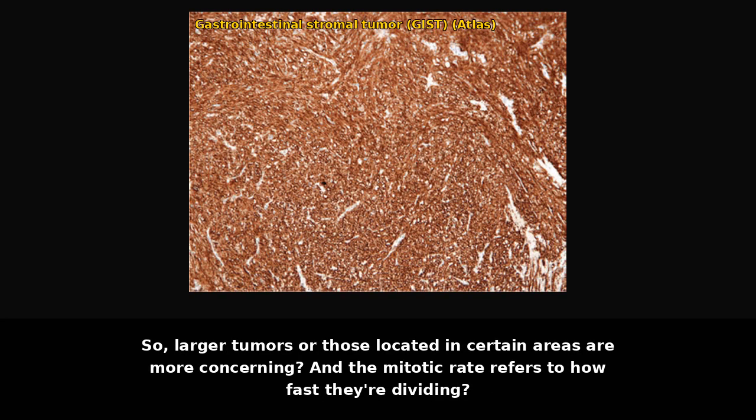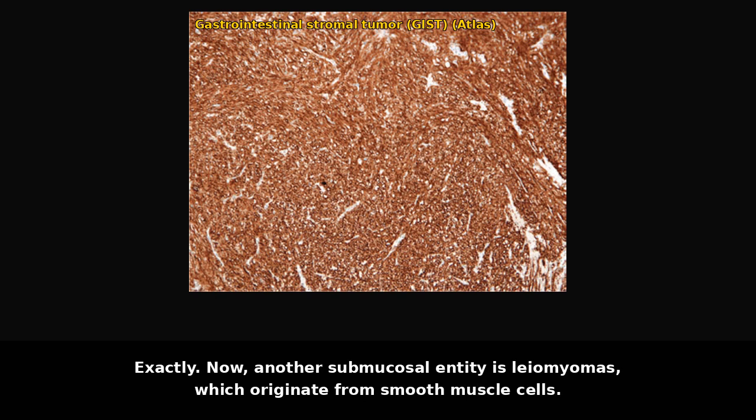So, larger tumors, or those located in certain areas, are more concerning. And the mitotic rate refers to how fast they're dividing. Exactly. Now, another submucosal entity is leiomyomas, which originate from smooth muscle cells.